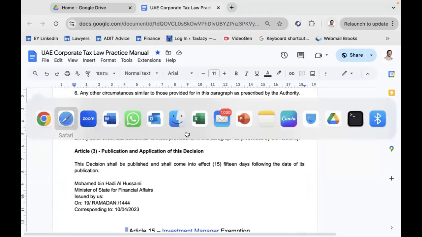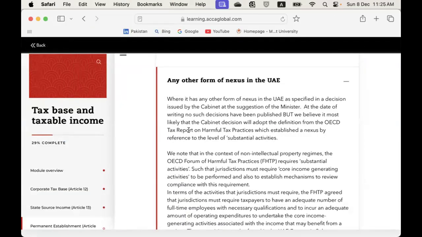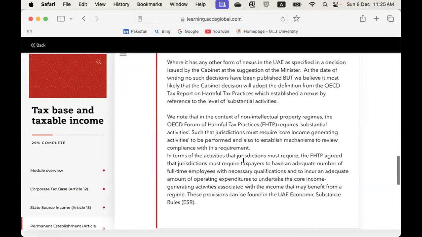Anyways, I will give you the reference of this decision, but there is a decision actually which has identified that nexus will mean basically a property owned by a non-resident natural person. At the date of writing, no decision came.